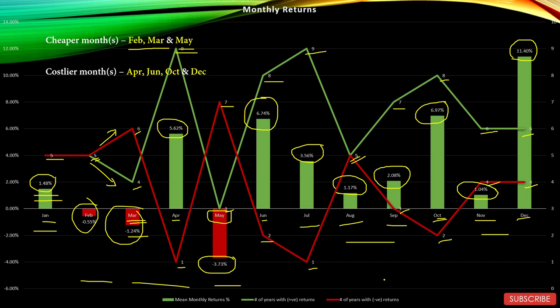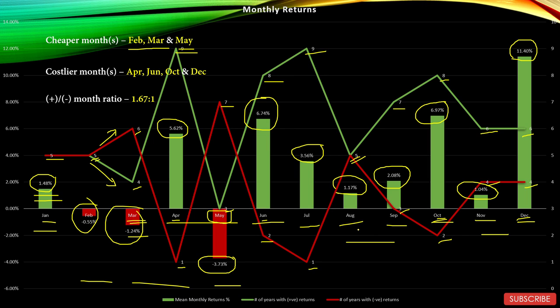Costlier months: April, June, October, and December. Four strong months for the sector, and really nothing else to talk about other than these 4 months. So basically, these 4 months are the months which give some kind of returns to its investors. Otherwise, there is not much cheer for the investors in this sector in any other month than these 4 months.